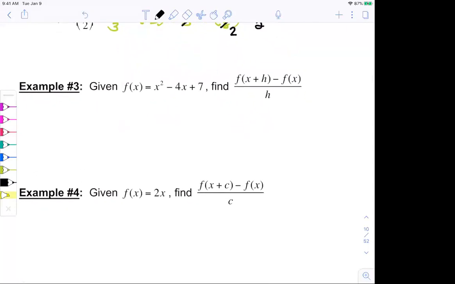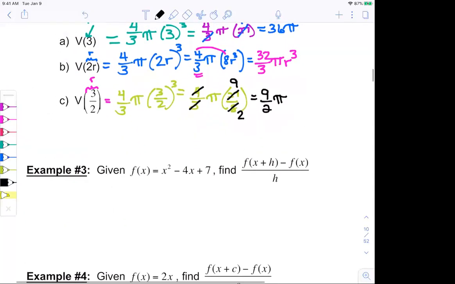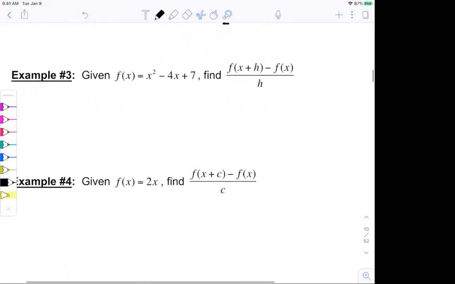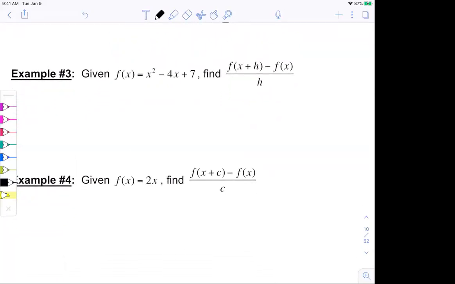You're given an equation, and that equation is a quadratic. We have x squared minus 4x plus 7. We're using the function information, so we're going to use exactly what we did above. But we're going to find this crazy looking function where it says f of x plus h minus f of x all over h. This is called the difference quotient.